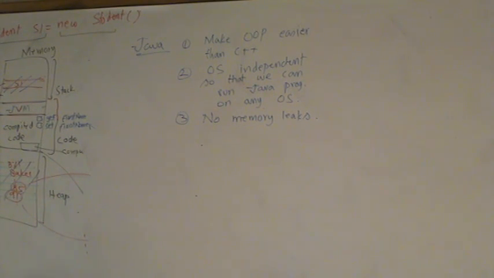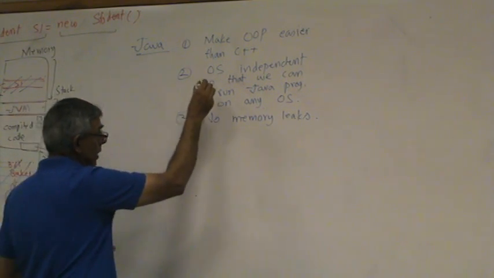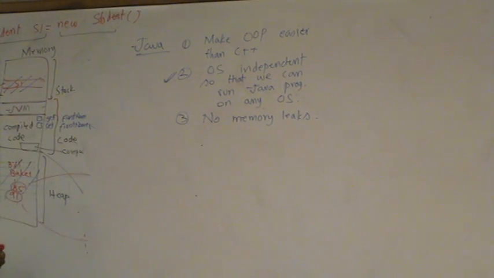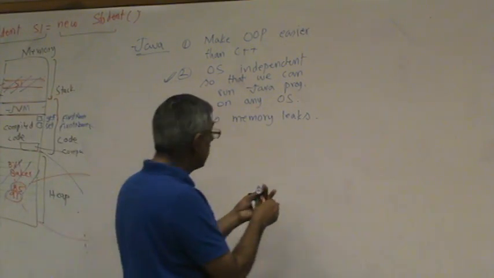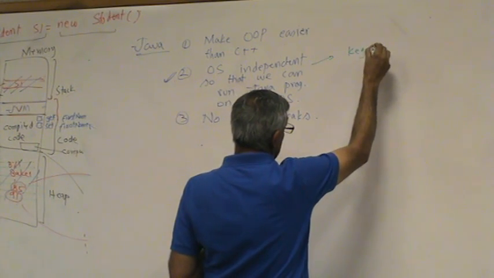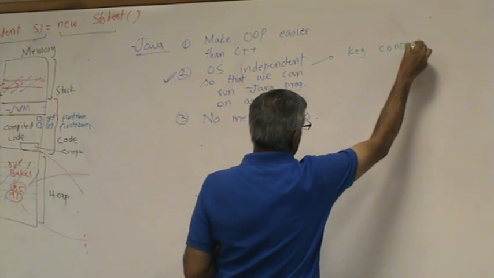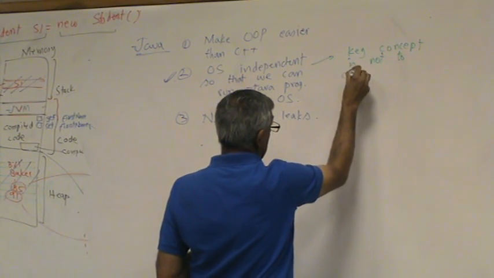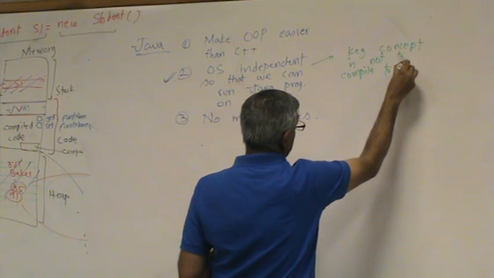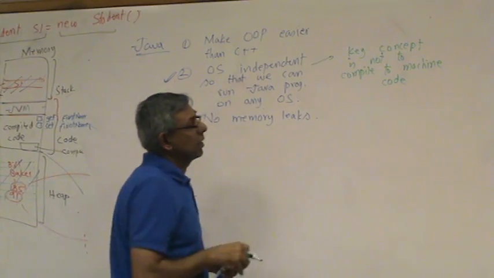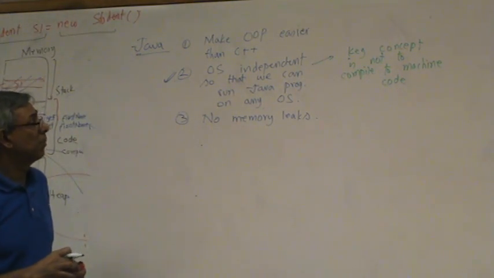So how did they accomplish this? Let me go one at a time. First, let me show you this part. How do we make a language operating system independent? Okay, one of the key things is, so key concept is not to compile to machine code. Because the minute we compile to machine code, we are stuck to that particular operating system, okay?